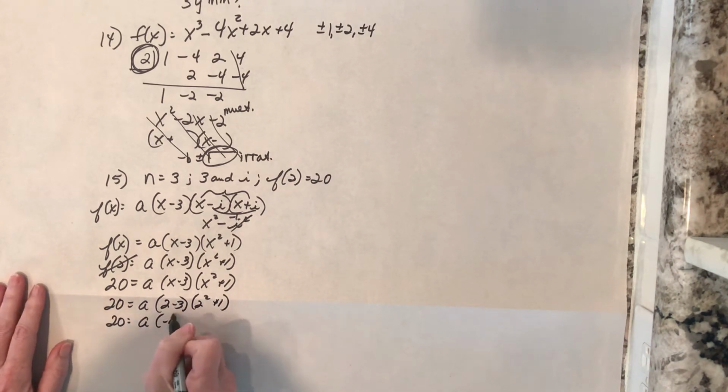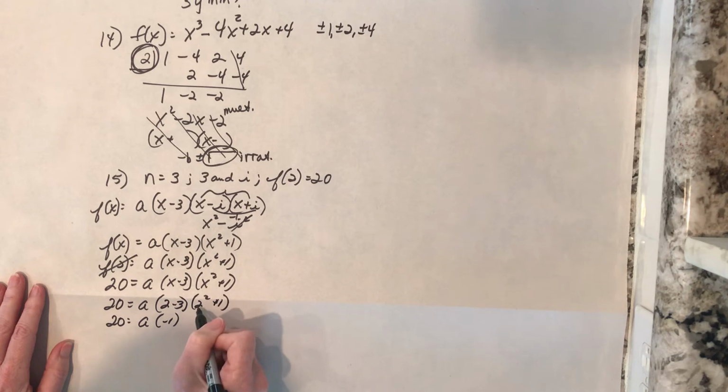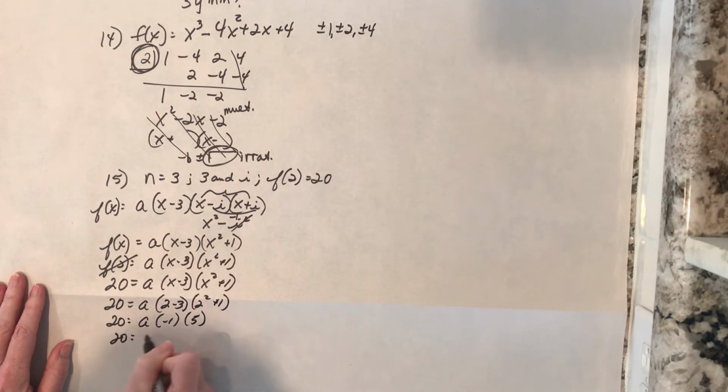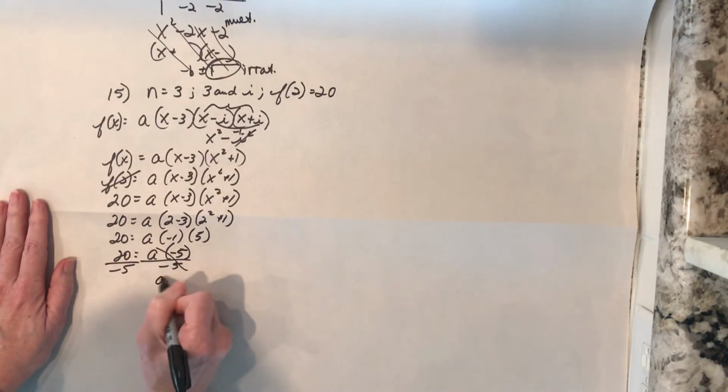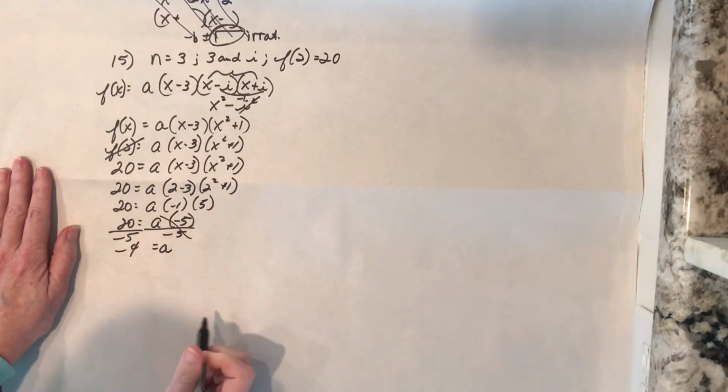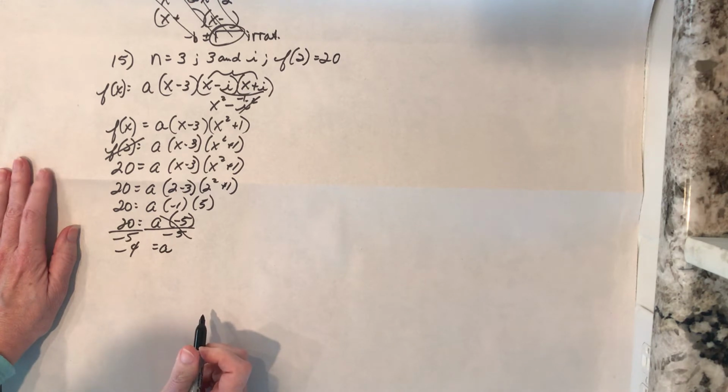2 minus 3 is a negative 1. 2 squared is 4. 4 plus 1 is 5. So we get 20 equals a times negative 5. Divide both sides by negative 5, and we get a equals negative 4. So that's what we want to do.